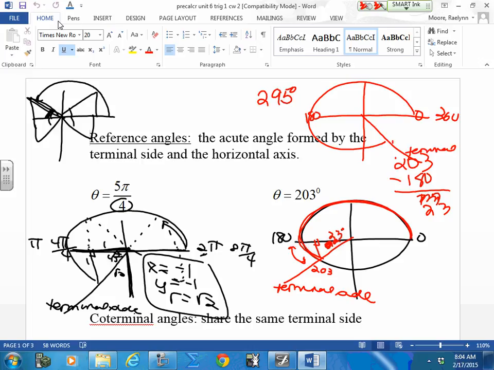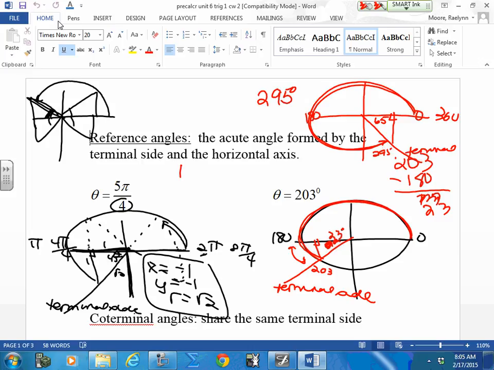I drop a triangle to the x-axis. Now I want you to think about this. This is 295 up to here. How far do I need to go to hit 360? 360 minus 295, and what did you say, 65? Everybody see where he's getting that from? Use your grid. Don't try to memorize when do I subtract from 180, when do I subtract from 360. It makes more sense if you use this grid.